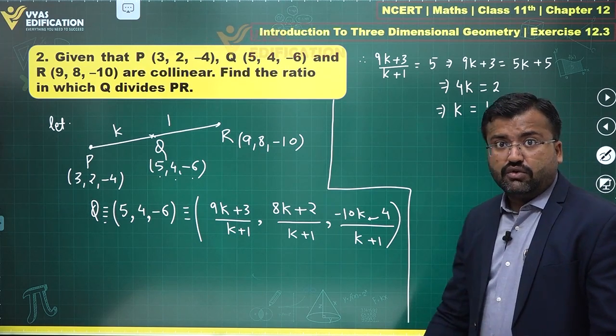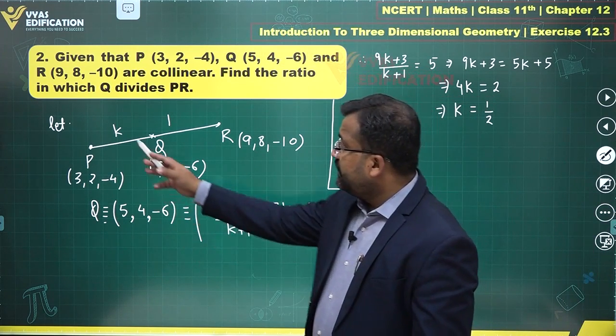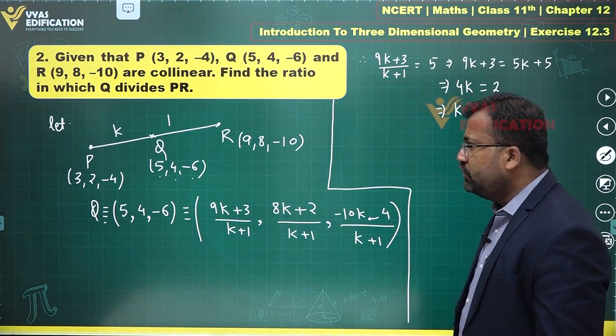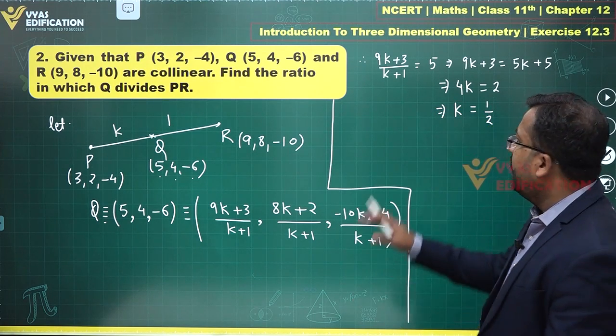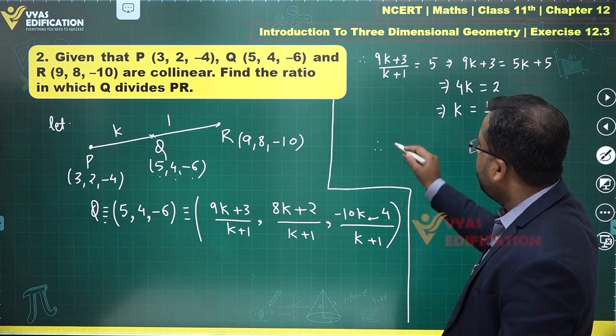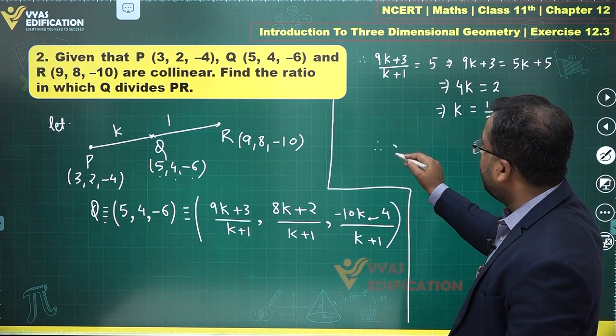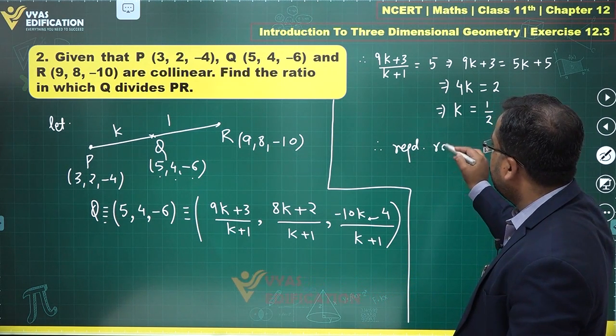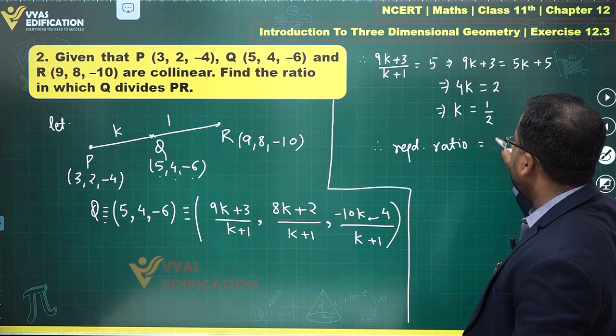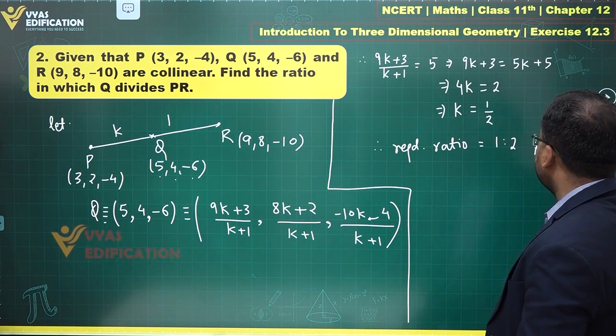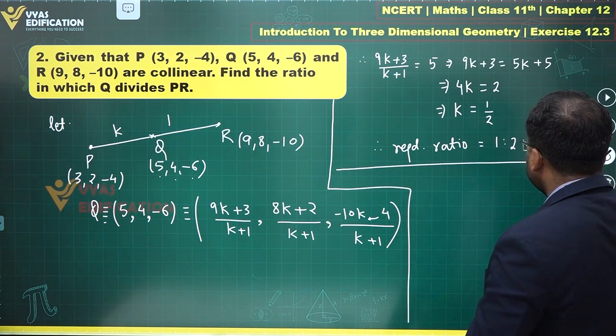This is what you get. K is 1 upon 2. So K is to 1 will be 1 upon 2 is to 1, or 1 is to 2 basically. That's what you will get, right? Therefore, the required ratio is equal to 1 is to 2. That's my required answer. But is that all? Is that all in this question?